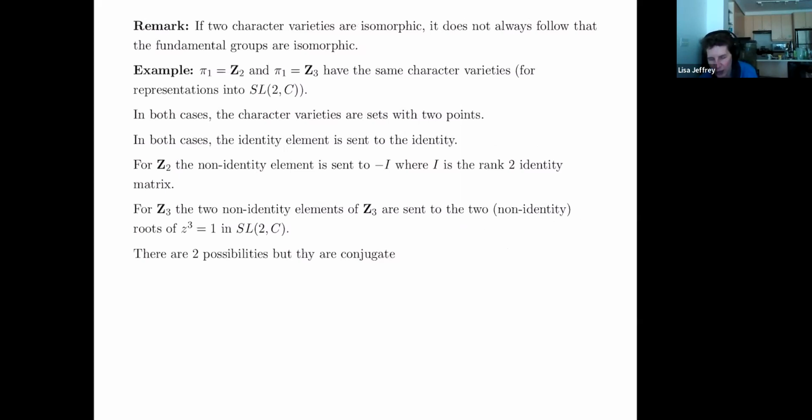Just to mention that if two character varieties are isomorphic, it does not always follow that the fundamental groups are isomorphic. There's a simple counterexample, Z2 and Z3. These both have character varieties that are 2 points, although these groups are not isomorphic.